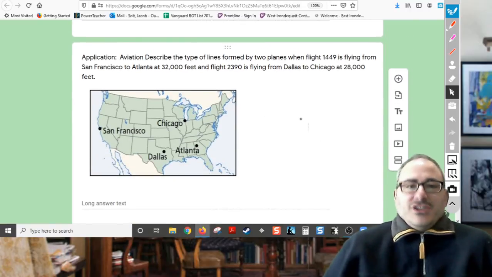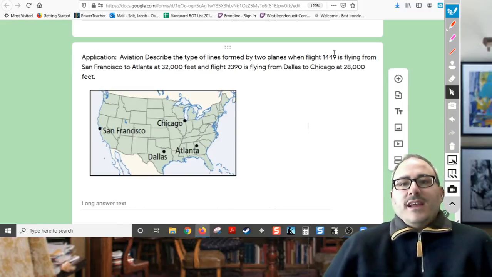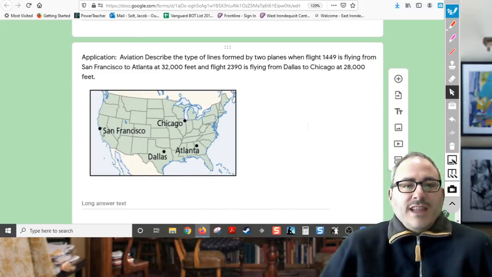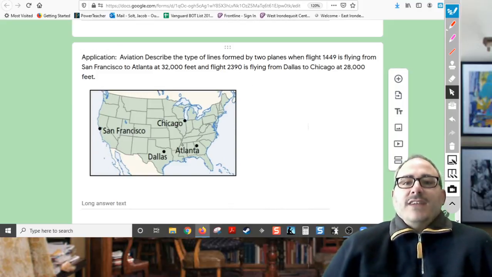Aviation is another application of this, right? Describe the types of lines formed by two planes when flight 14489 is flying from San Francisco to Atlanta. There's San Francisco, California. There's Atlanta, Georgia. It's flying at 22,000 feet. And flight 2390 is flying from Dallas to Chicago at 28,000 feet.